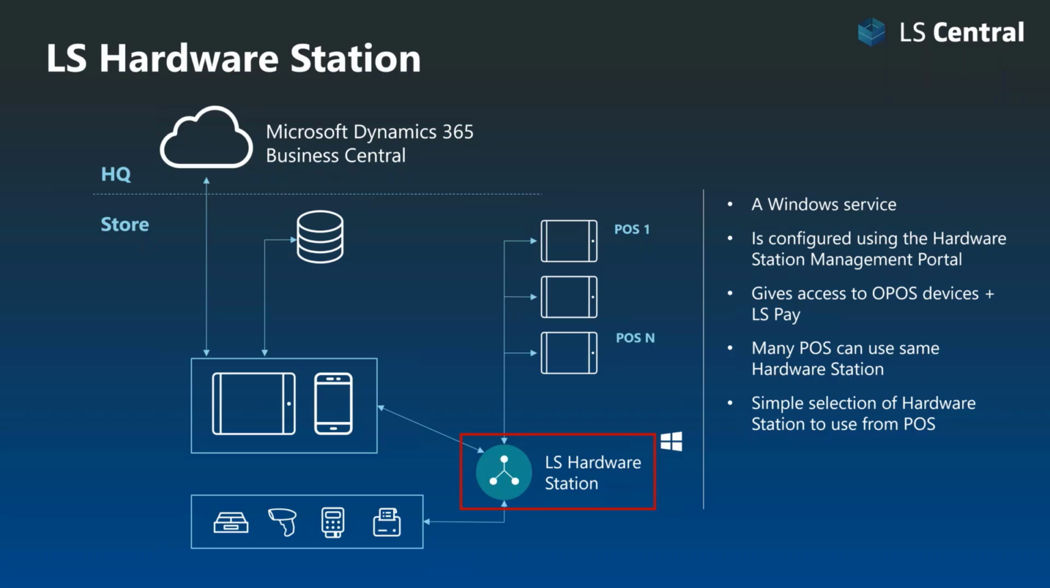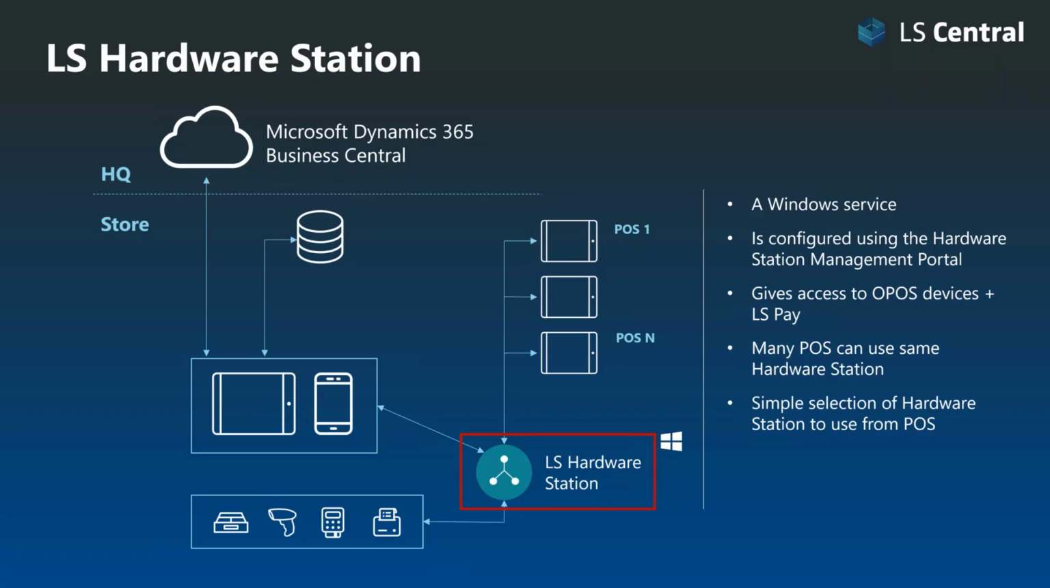Now the hardware station is configured using the hardware station management portal. That is a web-based administrative interface to manage the hardware station. From that portal, you can create new devices, like adding a printer, and configure the device if additional configuration information is needed. From there, it is also possible to perform basic tests on the device that was created, like sending a line to the printer and seeing if it's printed out, or a transaction to an EFT device.